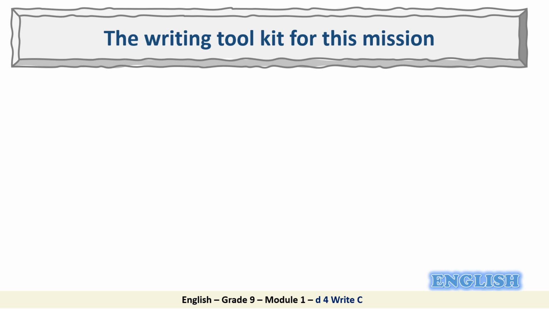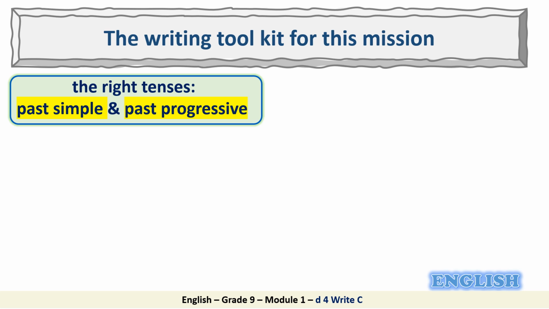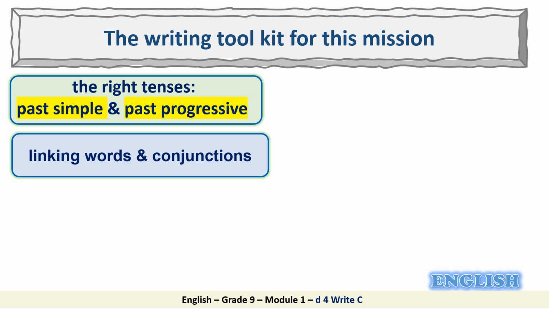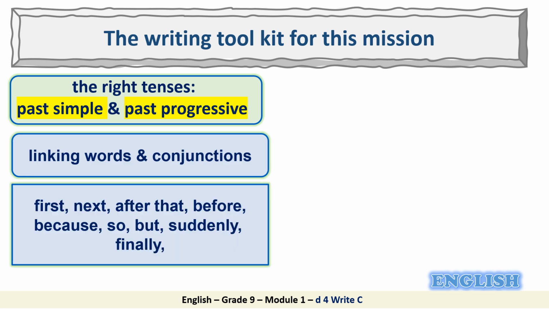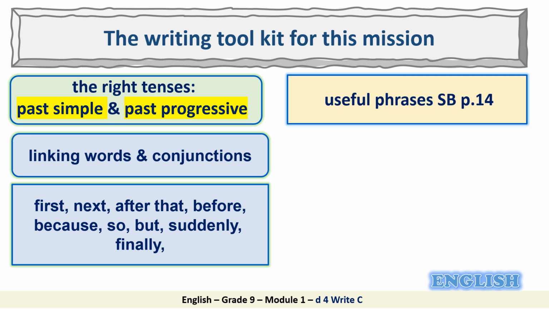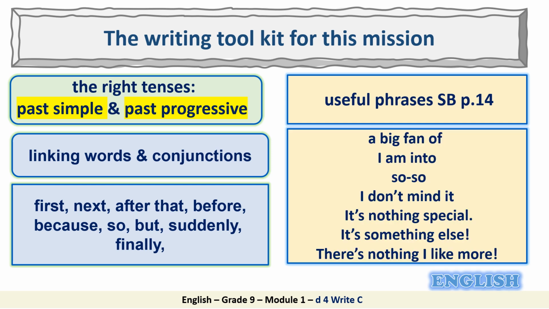The writing toolkit for this mission. You should use the right tenses, past simple and past progressive, because an event you attended must be in the past. What about linking words and conjunctions? First, next, after that, before, because, so, but, suddenly, finally. You should use some useful phrases here to describe your feelings, opinions, and thoughts.